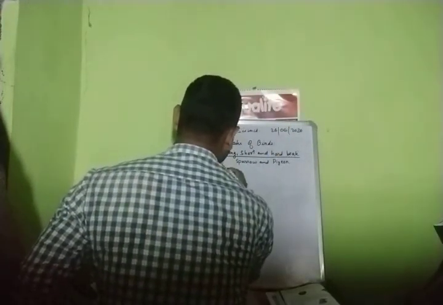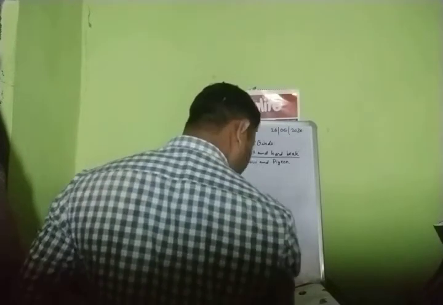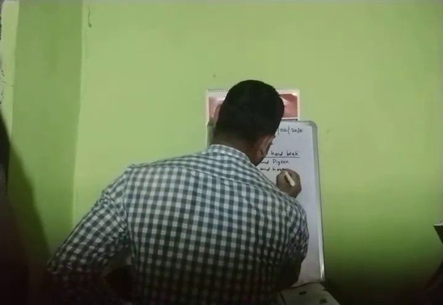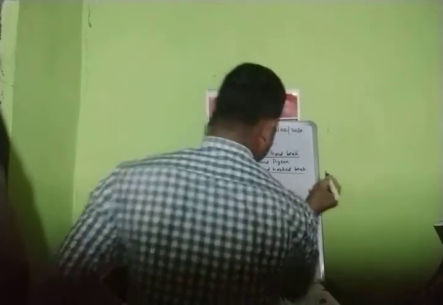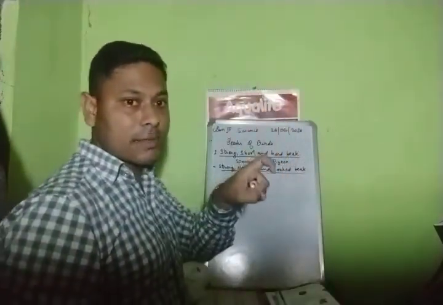Okay. So point number two says that strong, sharp and hooked beak. Hook means what? Little curved, like this, curved. Okay.